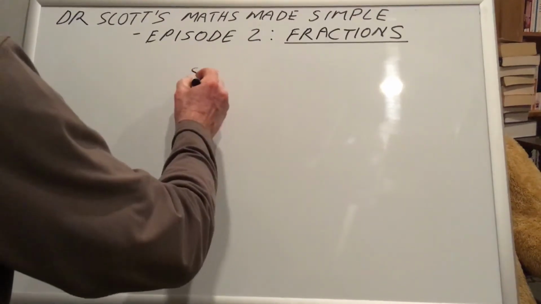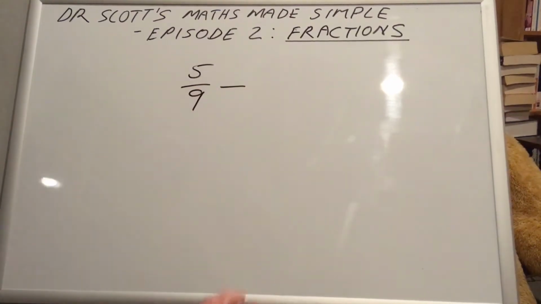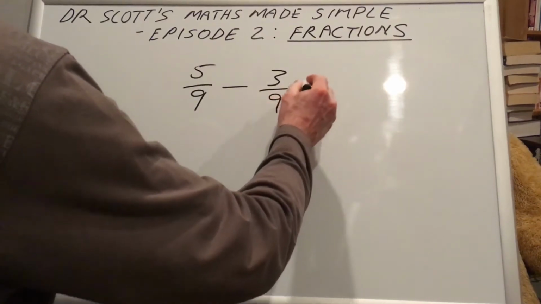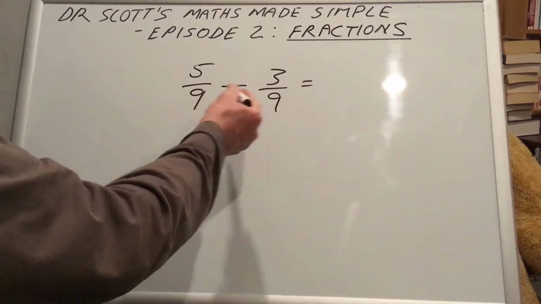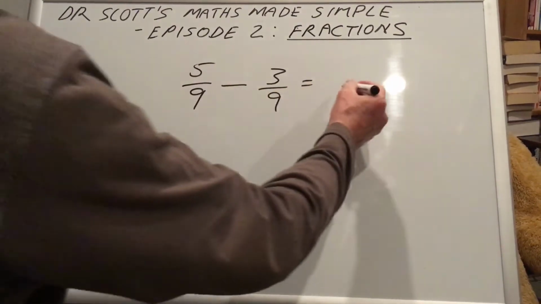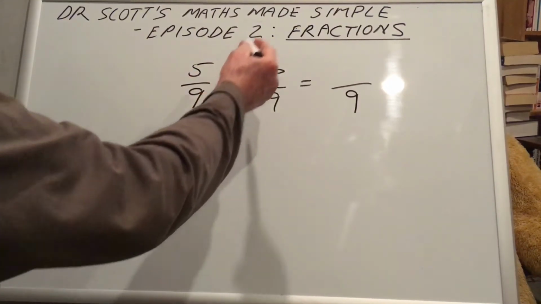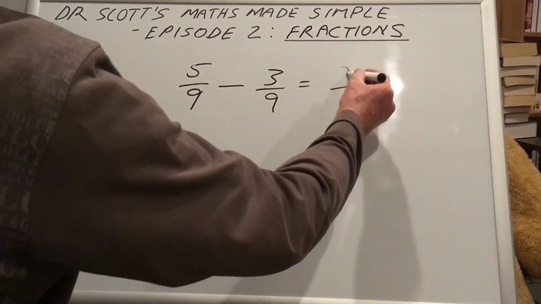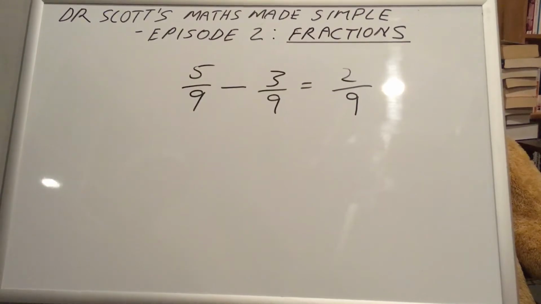What if I said to you 5/9 minus 3/9? Well, they're both over 9. The denominator is 9 in both cases, so that stays the same in the answer. 5/9 minus 3/9 equals 2/9. 5 minus 3 equals 2. And that won't go any lower. We can't break that down to anything lower. So that's our final answer.